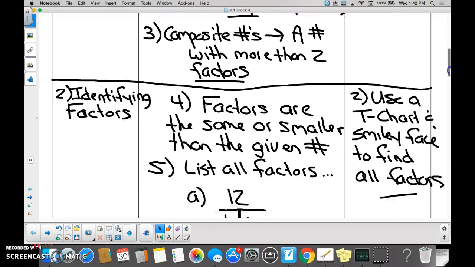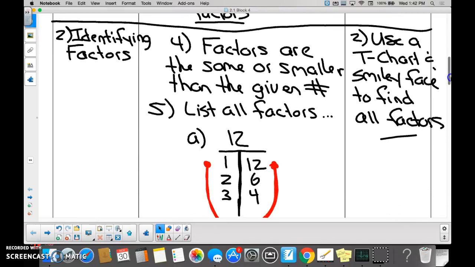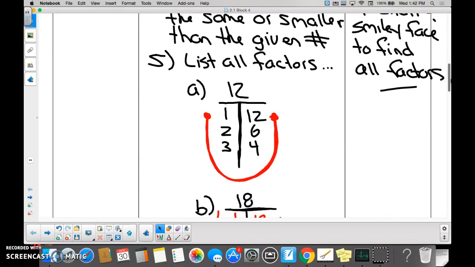Identifying factors. So we talked about factors that are smaller than the given number, and then we listed factors by using a T-chart. So I gave you guys the number 12, remember that? And then we drew a T-chart, and you guys all said, well, Mr. Ponder, 1 goes into everything, right? And then you said, well, the partner with 1 would be 12, because 1 times 12 is 12. And then you go to the next number, 2. Does 2 go into 12? Of course 2 goes into 12.